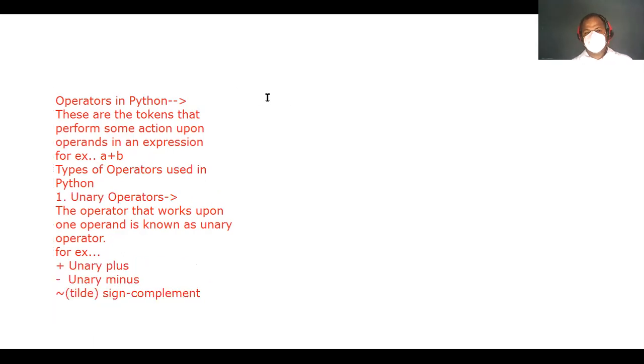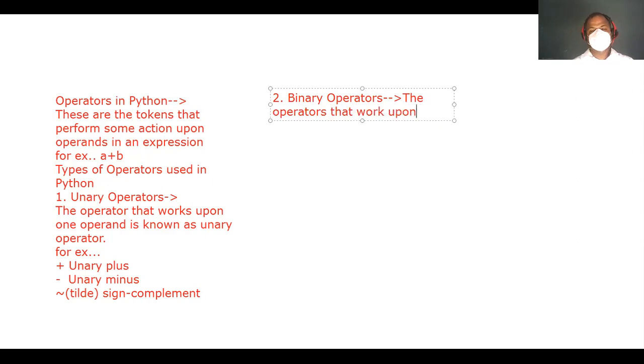Let me take another box here, and the second one, that is binary operators. So what are binary operators? As the name suggests, the operators that work upon two operands will be termed as binary. For example, as we have taken in the first one.